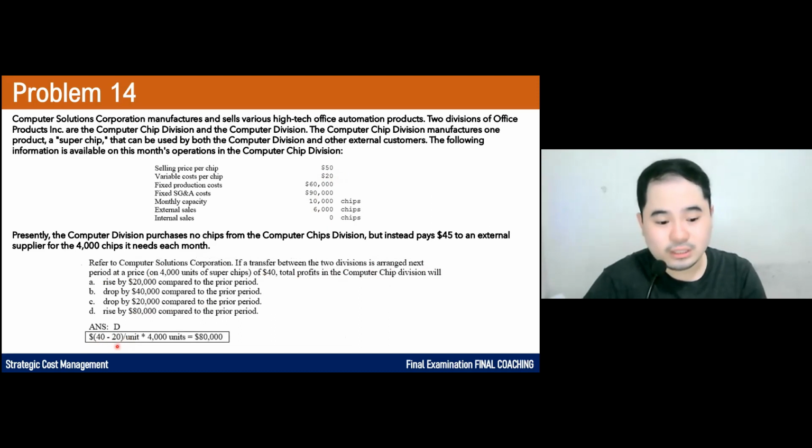40 minus 20, that's 20 times 4,000, 80,000. So the answer is letter D. The profit for the computer chip division will increase by 80,000 compared to the prior period. But kung ang tinatanong sa inyo ay magkano ang increase or decrease in profit sa corporate profits in the income statement ng financial accounting, the answer is no effect. Kasi nga po, transfer prices yan, internal lang.